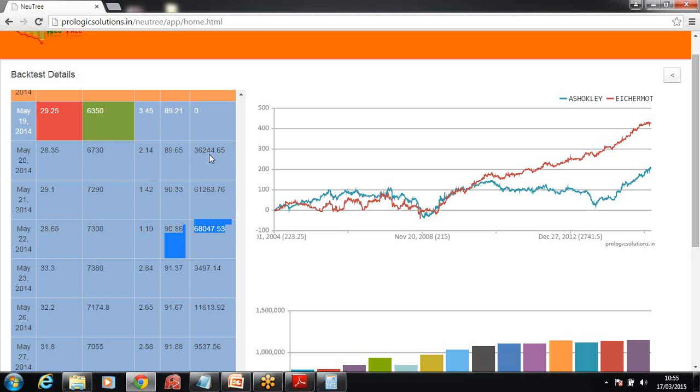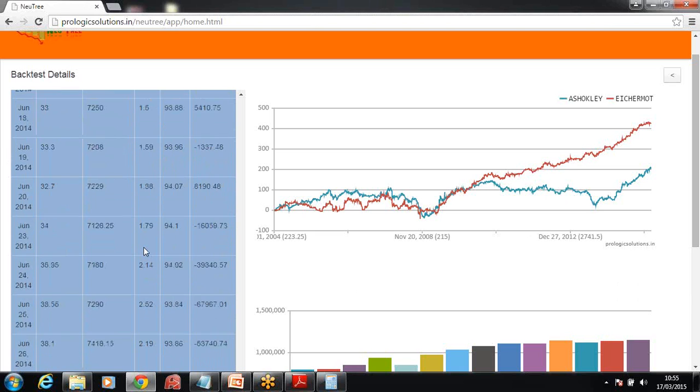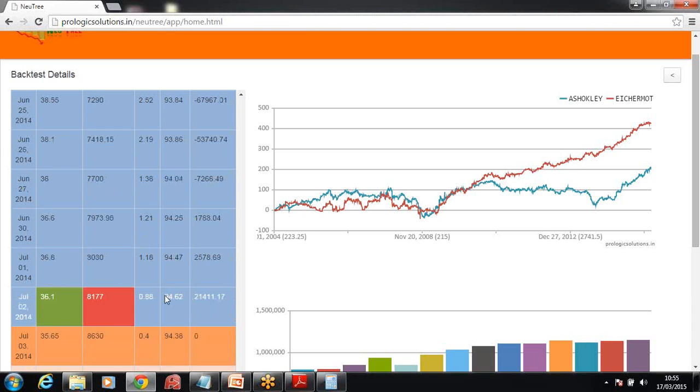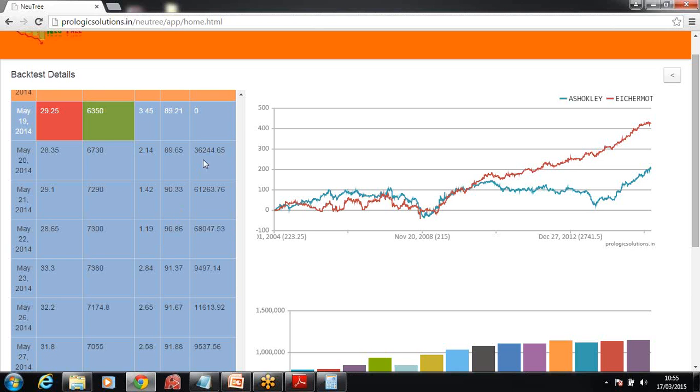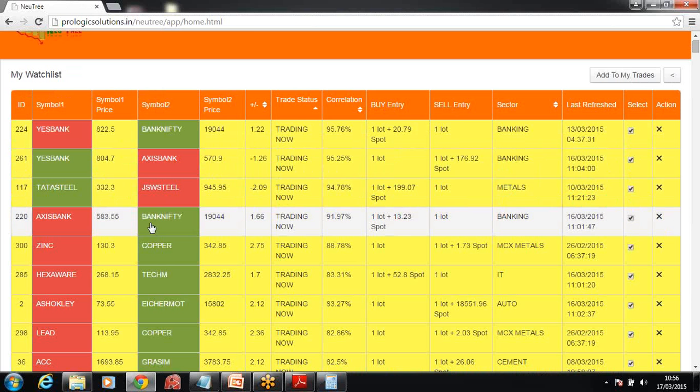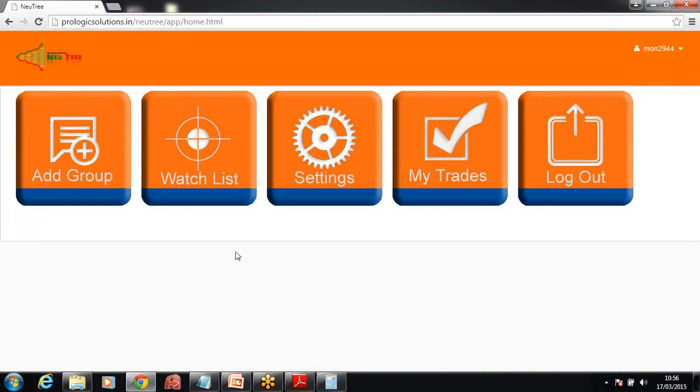Now just imagine you enter multiple lots and in 3 days you book 3 profits. But overall the call ended at 0.88 and your profit was 21,000 rupees. But in case you are not thinking too much about the profits, first day itself we could have booked 36, the second day 61, the third day 68. So these are the kind of calls that you will get. You don't have to do anything.